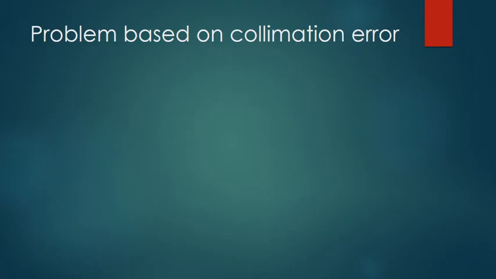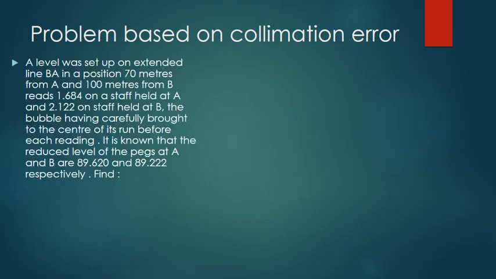Then, a problem based on collimation error. Let us see a problem which is based on collimation error. A level was set up on extended line BA in a position 70 meters from A and 100 meters from B, and reads 1.684 on the staff held at A and 2.122 on the staff held at B, the bubble having been carefully brought to the center of its run before each reading.